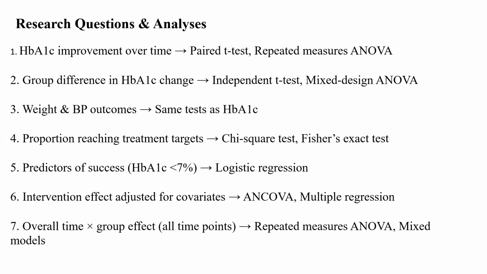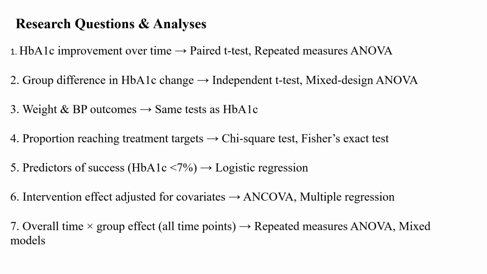Also, for the proportion reaching treatment targets, we'll conduct a chi-square test, which is followed up with the Fisher exact test. For the predictors of success, we'll conduct a logistic regression. That is to check whether HbA1c less than 7% was achieved among the patients under the drug or the placebo, whether what we wanted them to achieve after 6 months was achieved.